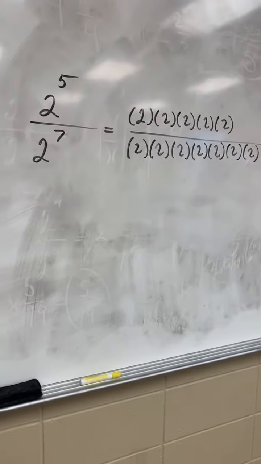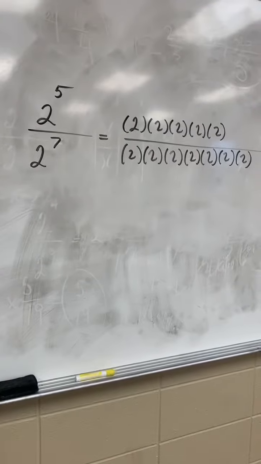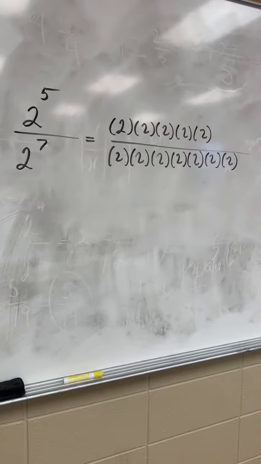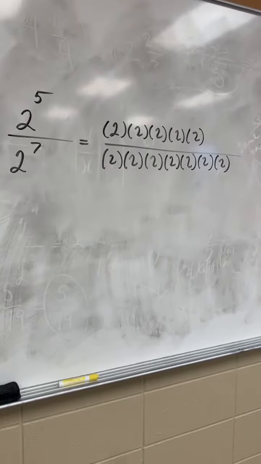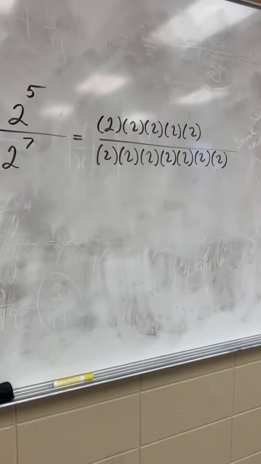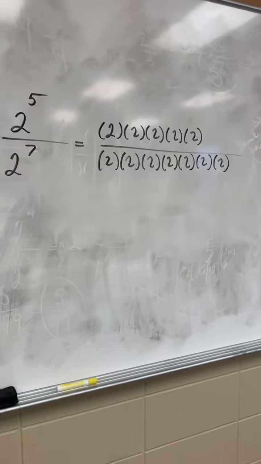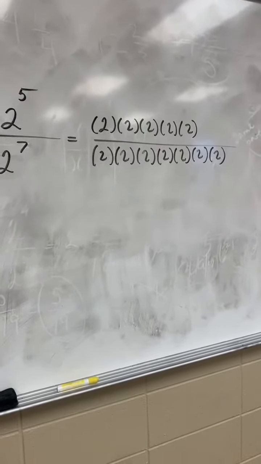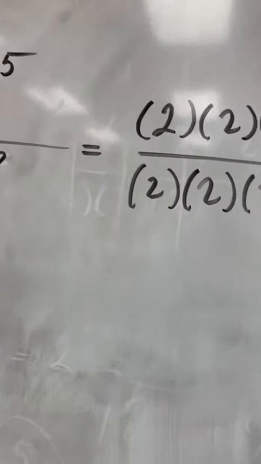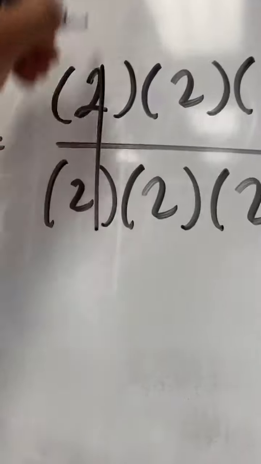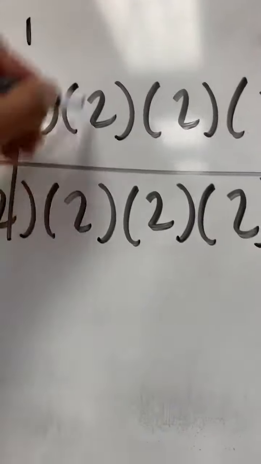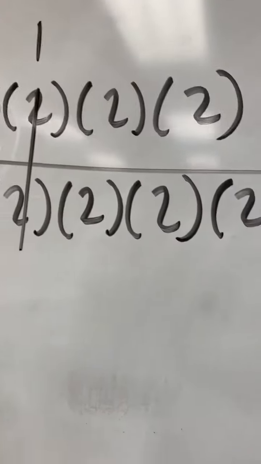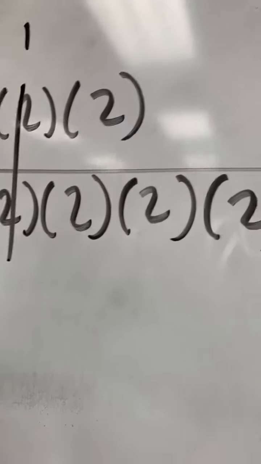So I have 2 to the fifth power divided by 2 to the seventh power. So I repeat my multiplication 5 times across the top with the number 2. Then at the bottom, I repeat my multiplication 7 times with the number 2. So remember, once you do that, you look for all of your 1s. So here, that's equal to 1. That's equal to 1. That's equal to 1. That's equal to 1. And that's equal to 1.